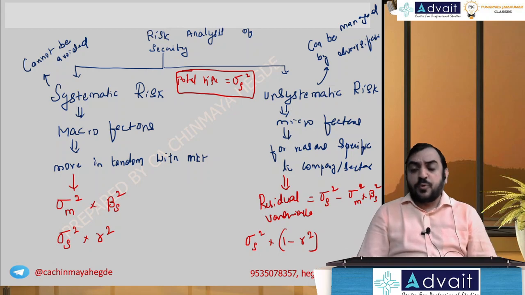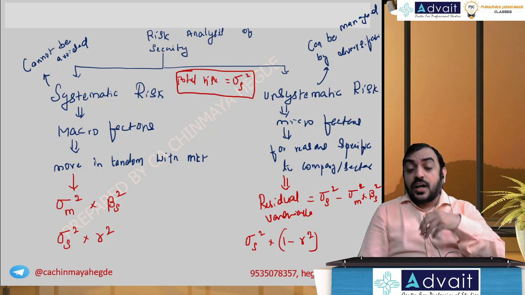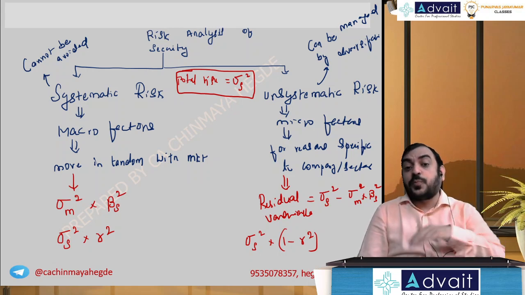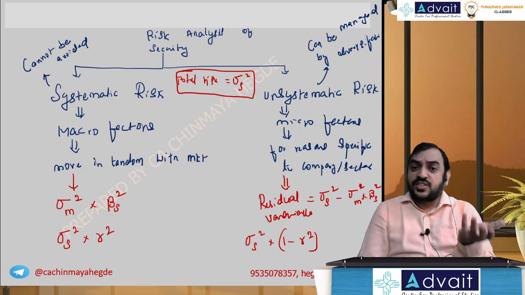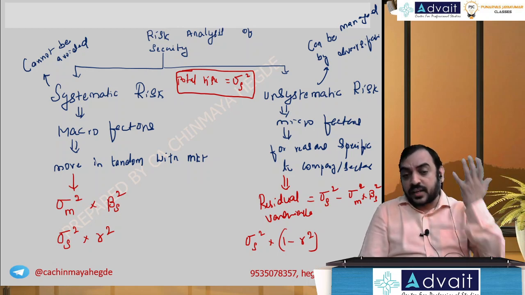So when you invest in a portfolio, when you invest in a stock, you should make sure its unsystematic risk is as less as possible. Systematic risk you can't avoid because that is in line with the market.